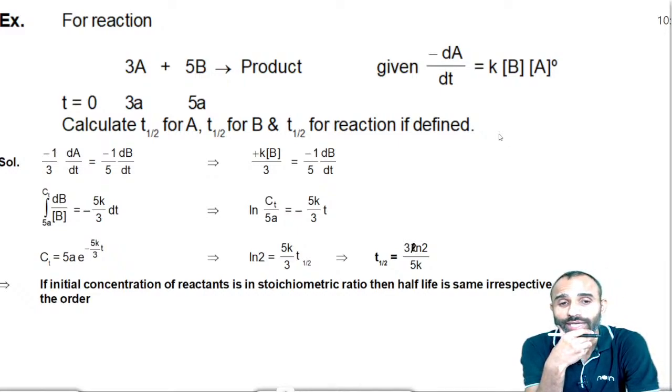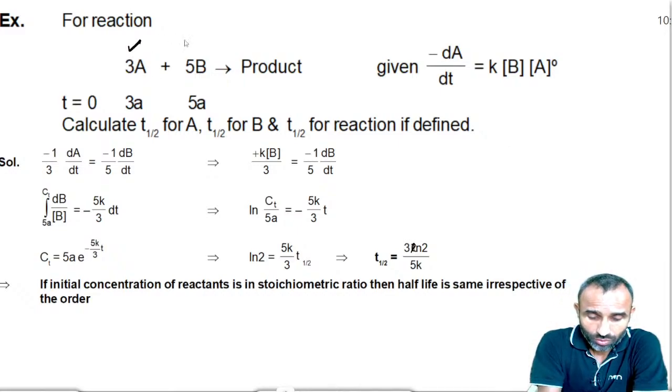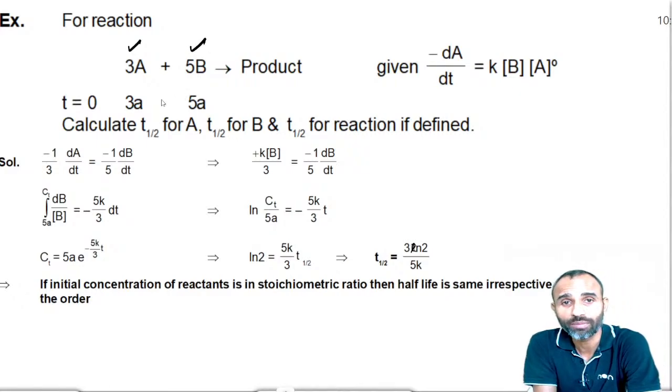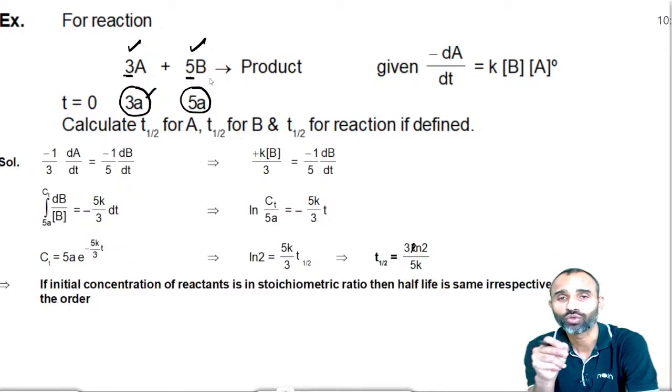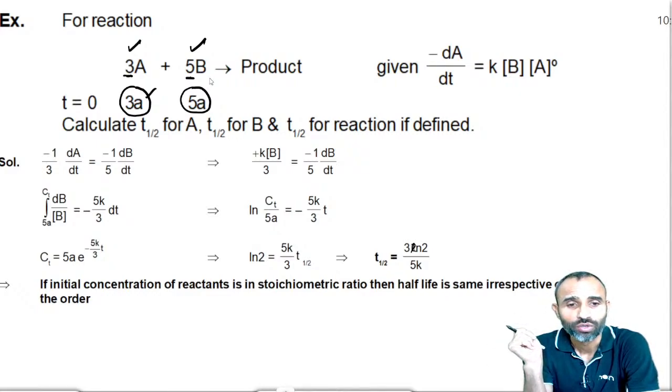See, in this case, coefficients of A and B are 3 and 5, and concentration is proportional, 3a and 5a, which is same as the stoichiometric coefficient of A and B. Concentration is proportional to stoichiometric coefficient. In this case, if it is the case, then half-life of A as well as B is same, and that is also the half-life of the reaction.